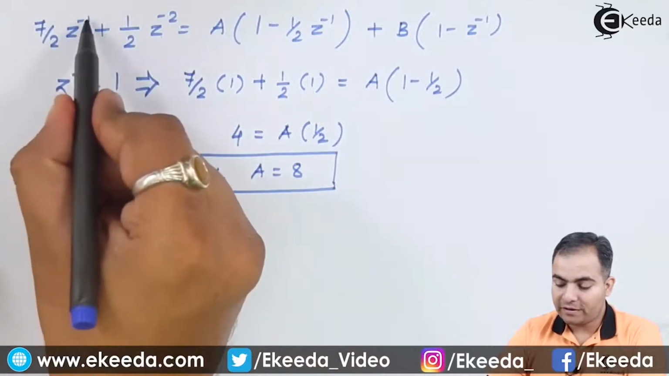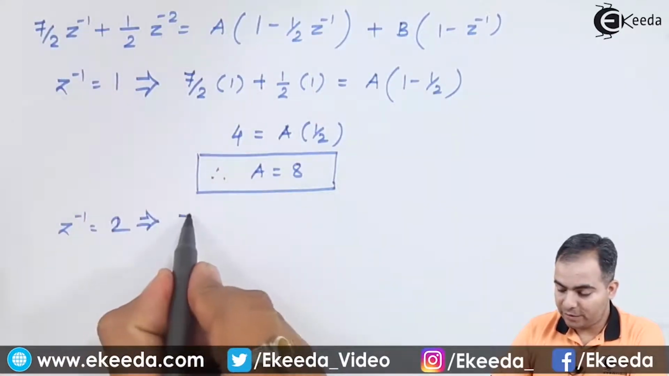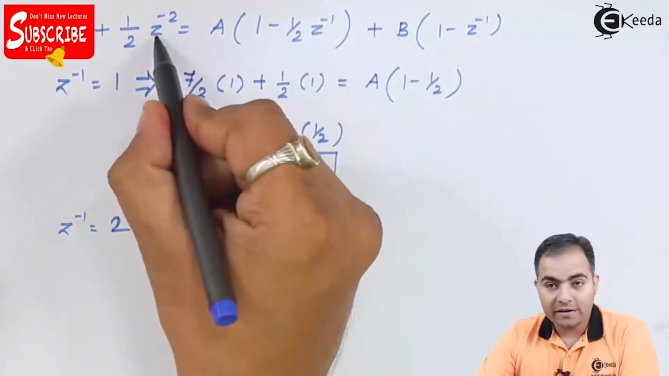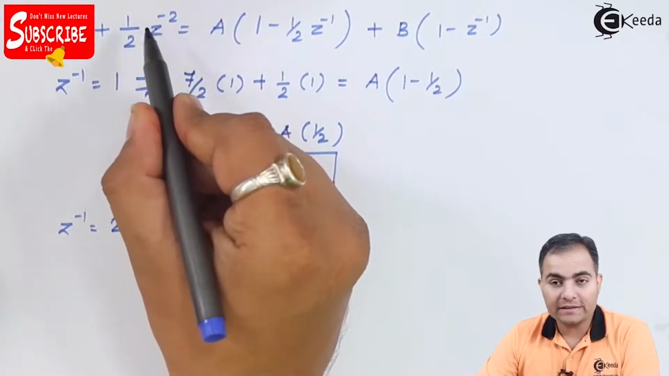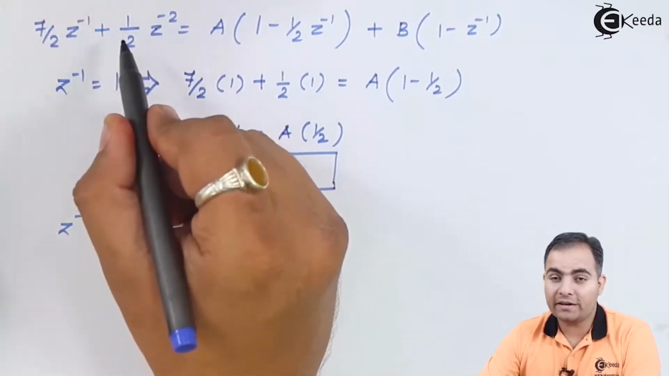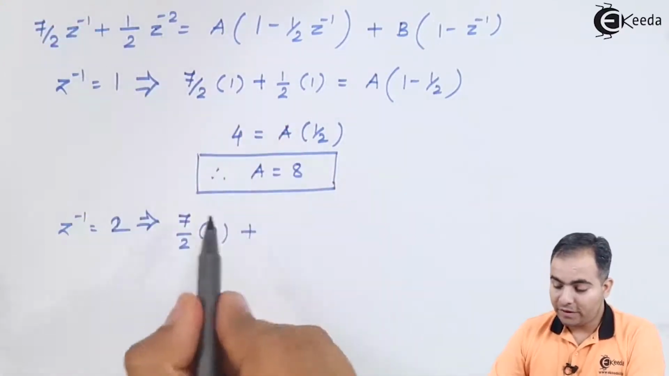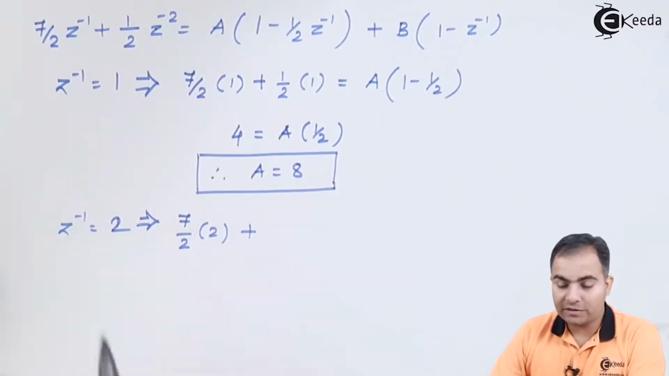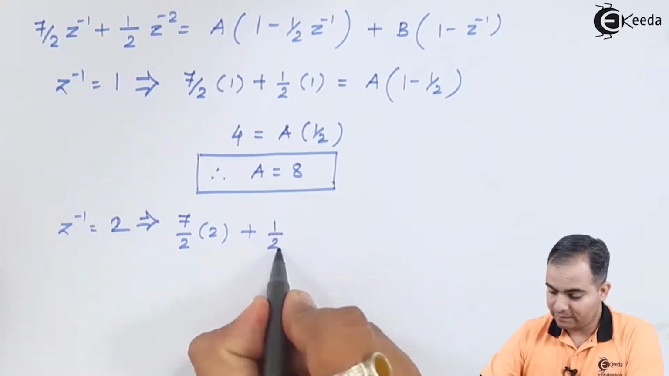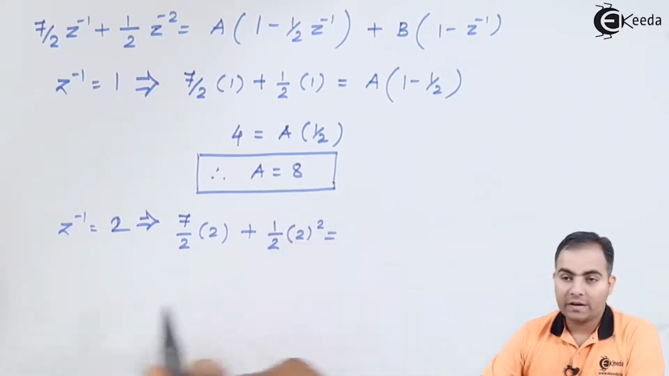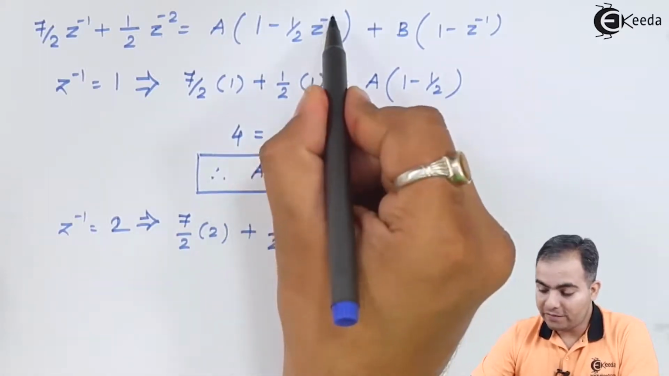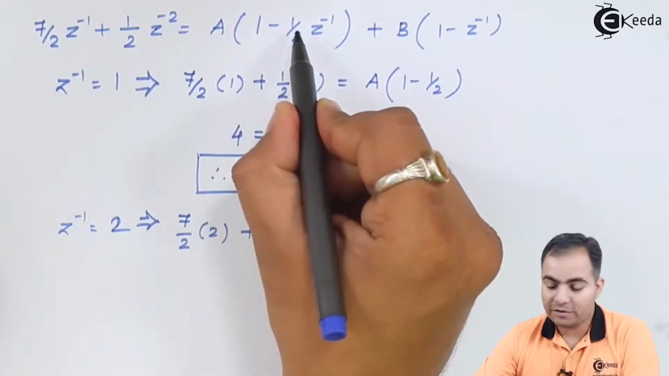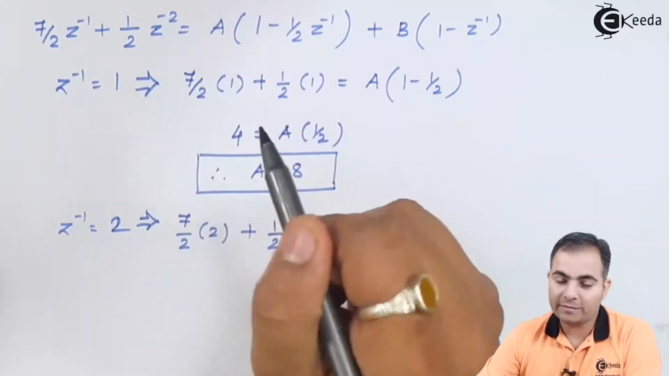So look at here. This first z inverse is replaced by 2. So I'm going to write 7 by 2 into 2. Next, here we have z inverse, or you can say z to the power minus 2, and that we can write as z inverse into z inverse, which means we are going to write this 2 value twice, or you can say we are going to take a square of this 2. Now next one, if this z inverse is replaced by 2, then 2 will get cancelled and 1 minus 1 becomes 0. So this whole term is replaced by 0.